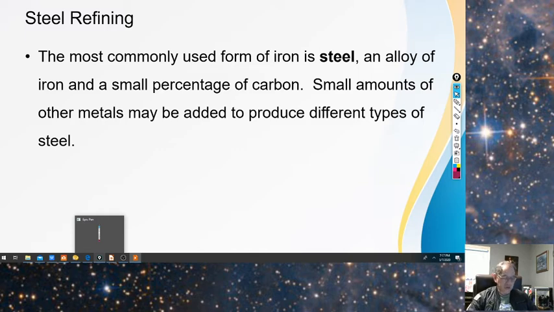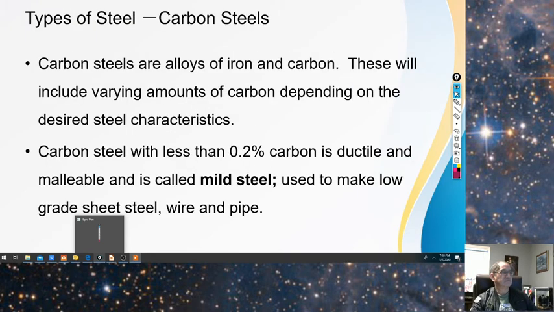Okay, know what steel is? Steel. It's an alloy, of course. And it includes iron and small amounts of carbon. And then we're going to have different types of steels that will do different things. Know what carbon steels are. These are included carbon steel. Know about what mild steel is?